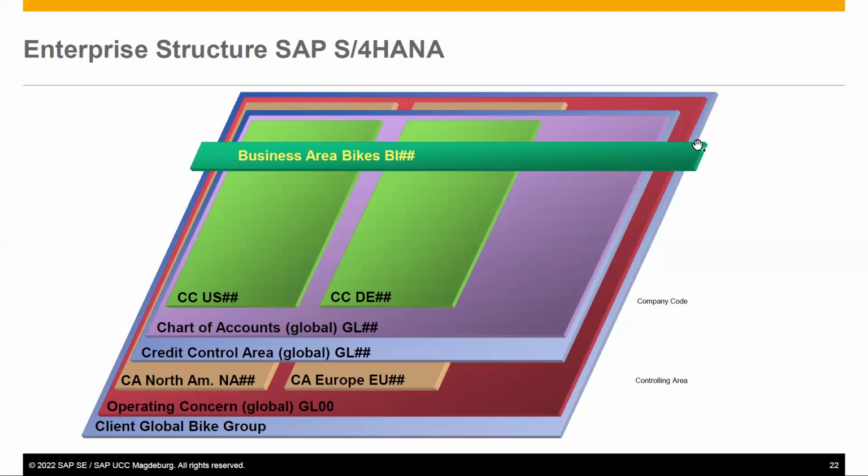Guys, operating concern is part of internal accounting. Is part of internal accounting, Yani cost accounting. Okay. Operating concern is part of internal accounting, Yani cost accounting. Remember this thing.